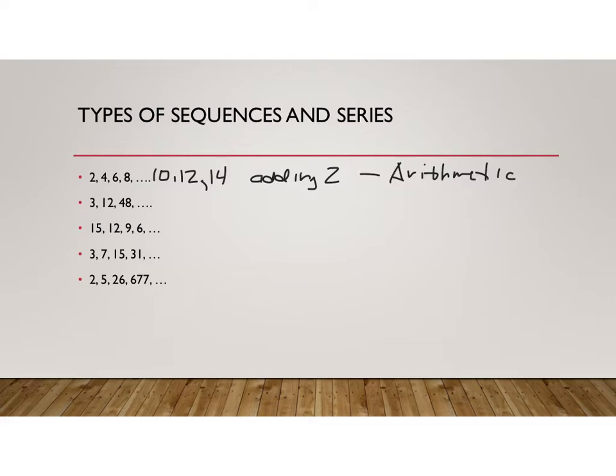The next sequence, 3, 12, 48, if you look closely, they're multiplying by 4. And so the next term would be whatever 48 times 4 is, which is 192. And then we would multiply that by 4 again, which is 768, and so on. So this one we are multiplying by 4. This would be called a geometric sequence.